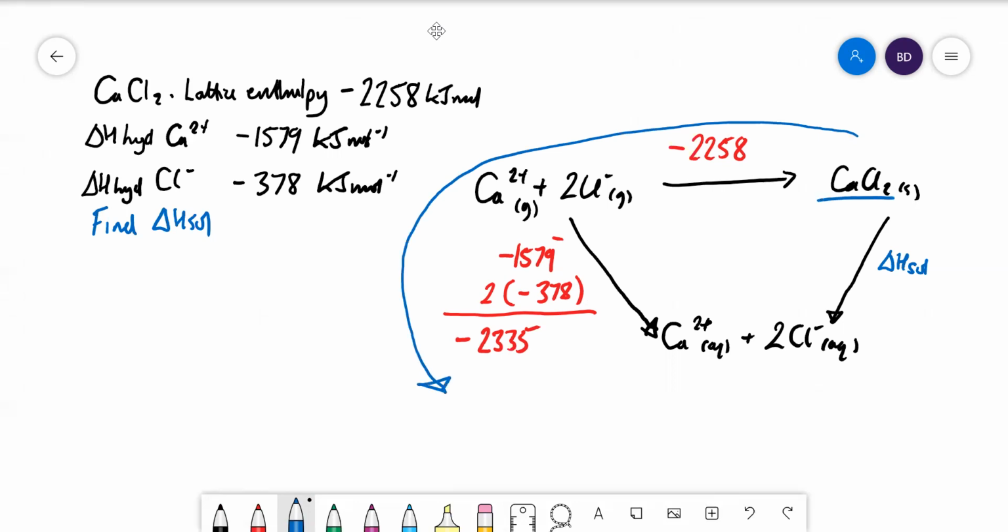We want to go from there to there. That's delta H sol, so we're going the long way around. Delta H sol for this one is going to be equal to plus 2258 because we're going against the arrow, the lattice enthalpy of dissociation, and then the energy for the hydration, which we've added up there, which is minus 2335. That gives us a value for delta H sol. It's going to be exothermic, you can see there.